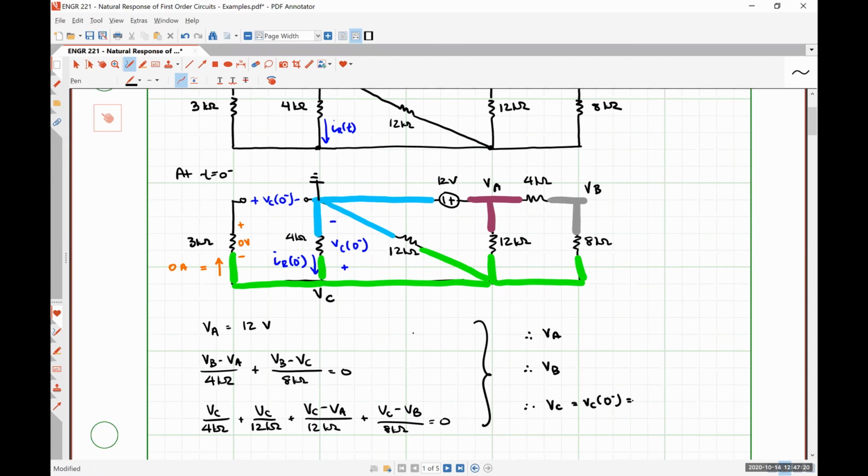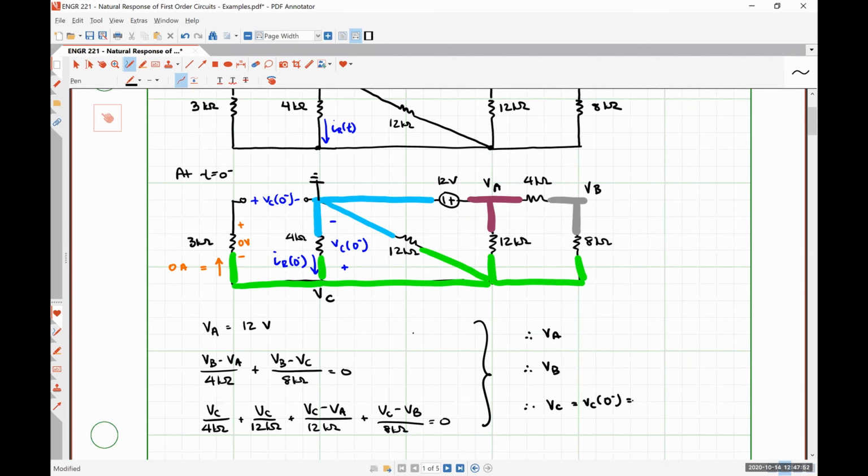So I have a 3x3 system where I'm being lazy. In my second equation, my coefficient for VA is -1 over 4,000. My coefficient for VB is +1 over 4,000 plus +1 over 8,000. My coefficient for VC is -1 over 8,000. My constant term is 0.